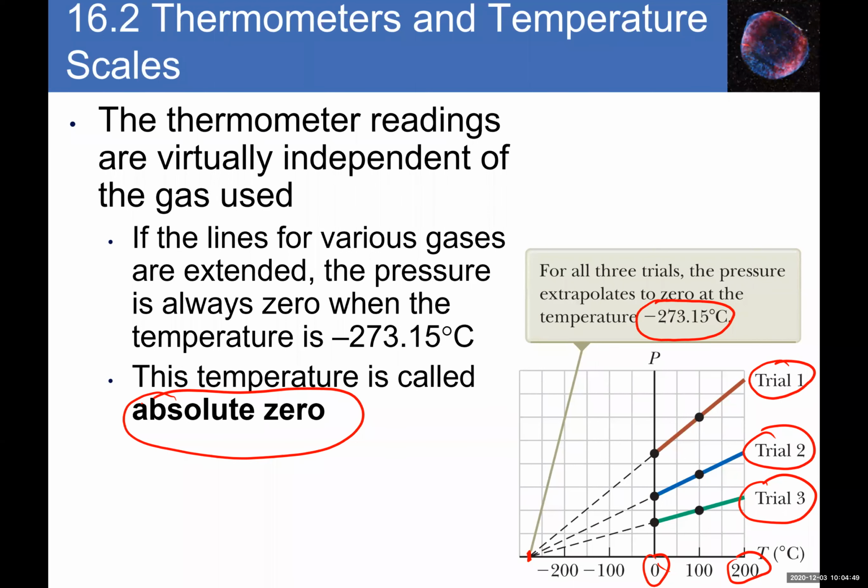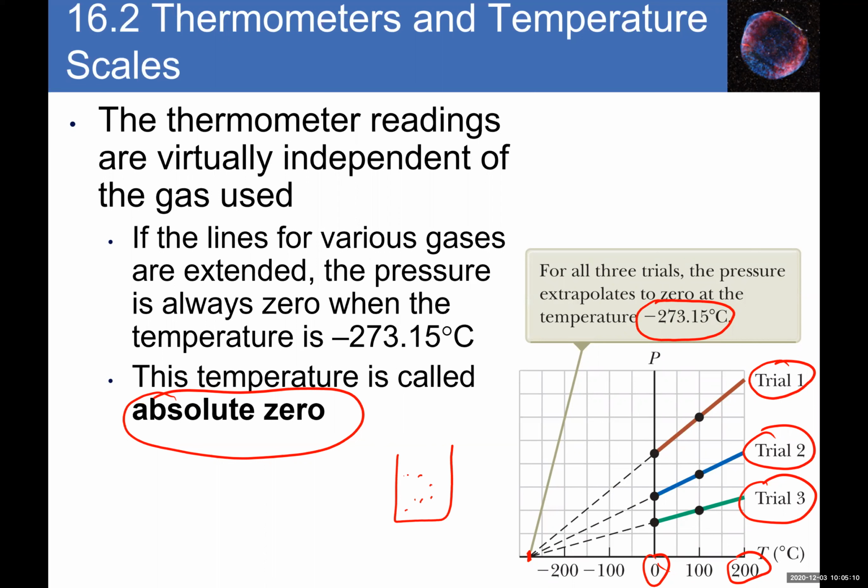And what do we mean by zero pressure? We learned how to define pressure in chapter 15, where if you have a container with molecules, it doesn't matter if it's solid, liquid, or gas, those molecules collide with the wall of the container, and then basically there's a pressure.